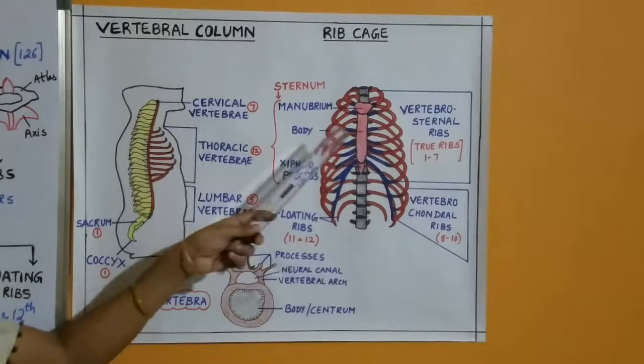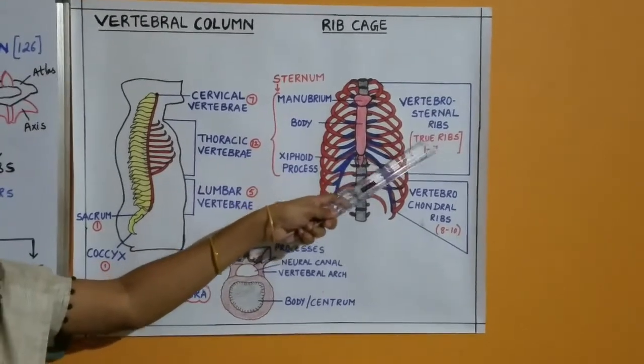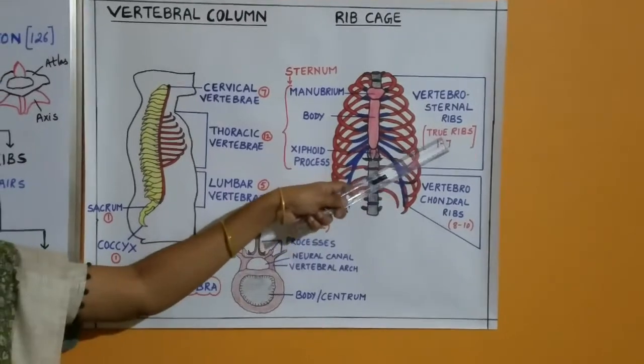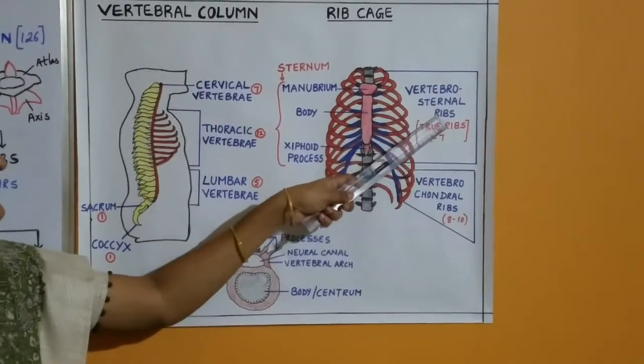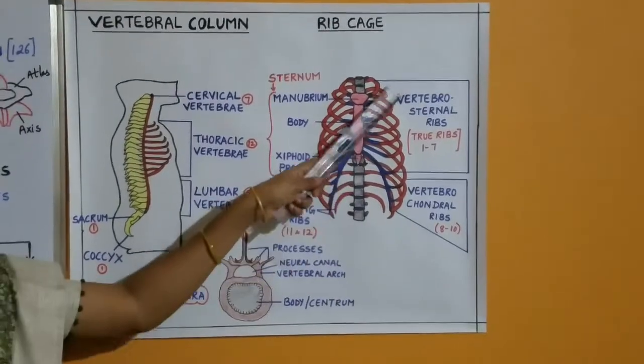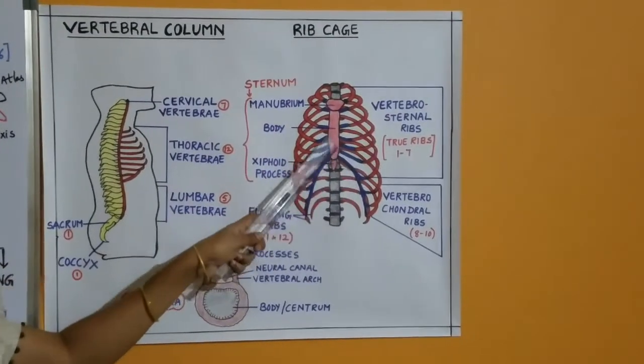These ribs are divided into 2 types, true ribs and false ribs. The first 7 pairs of ribs are called true ribs or vertebrosternal ribs because dorsally they are attached to the thoracic vertebrae and ventrally they are attached to the sternum.